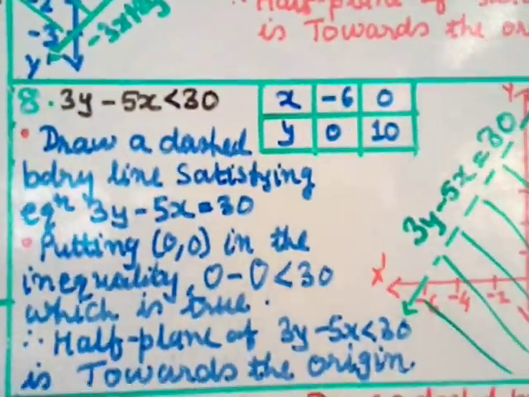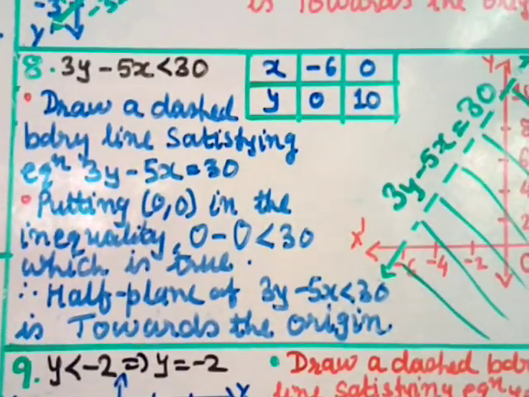Question number 8, 3y minus 5x less than 30.